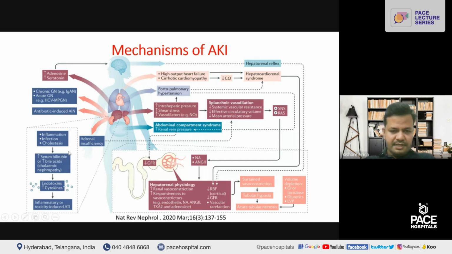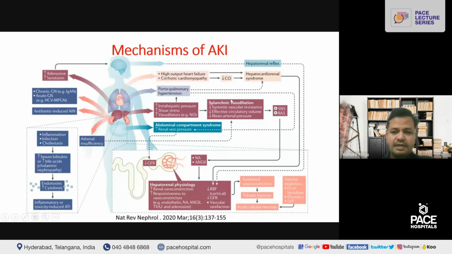First, if we see the HRS, what happens is in a patient with cirrhosis, because of the hepatic damage, there is increased intrahepatic pressure. Increased intrahepatic pressure will lead to increased portal vein pressure, and because of that, there is increased shear stress on the walls of the portal vein, and that leads to release of vasodilators, mainly nitric oxide. This nitric oxide will cause splanchnic vasodilation. Splanchnic in the sense the arterial supply surrounding the abdominal viscera is called splanchnic circulation.